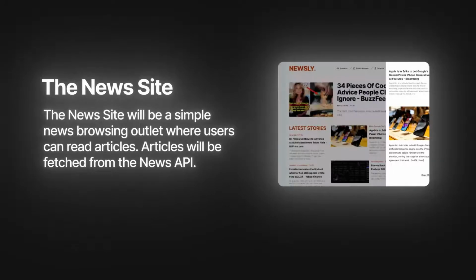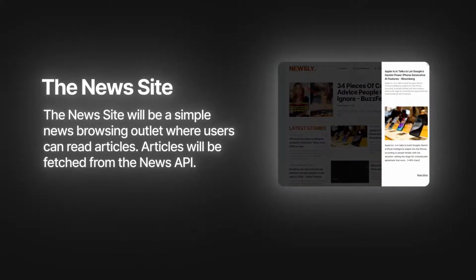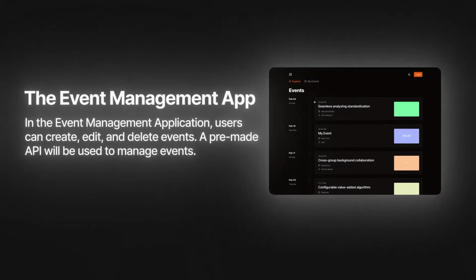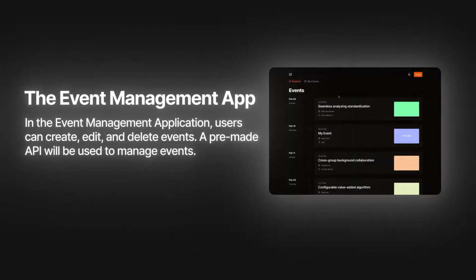The site features are the homepage, which is a list of articles with a search bar, with a category filter, an article sheet, which is the shadcn UI sheet component rendering an article, and the filters where the user can filter articles by category. The event management application will be an app where users can create, edit, delete, and view events. They can also register for them.